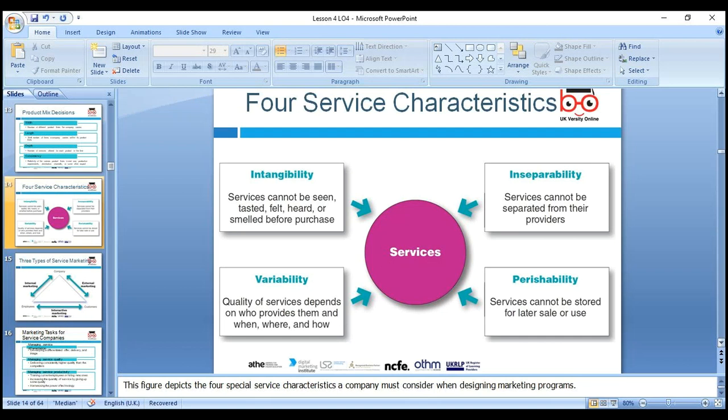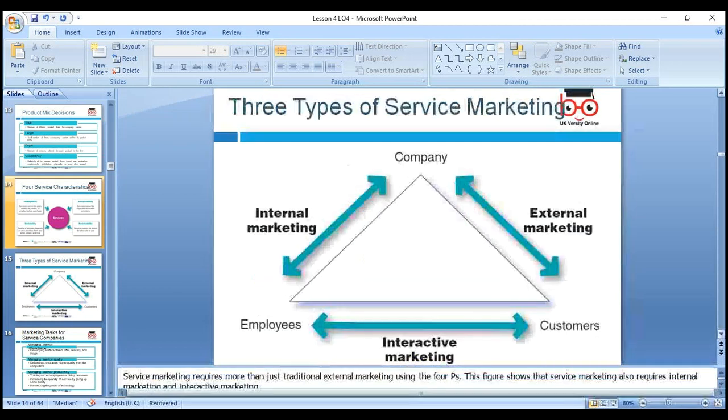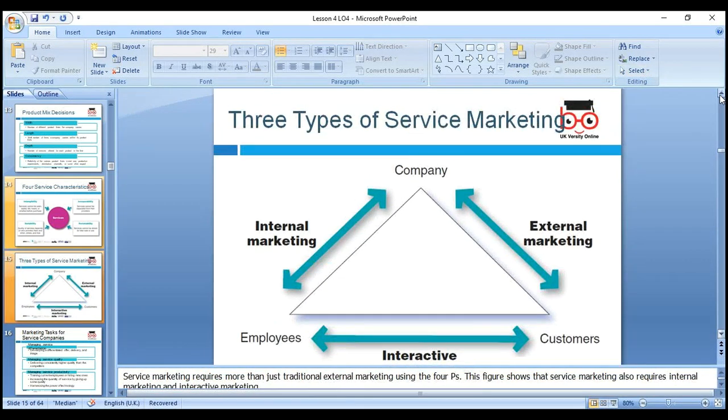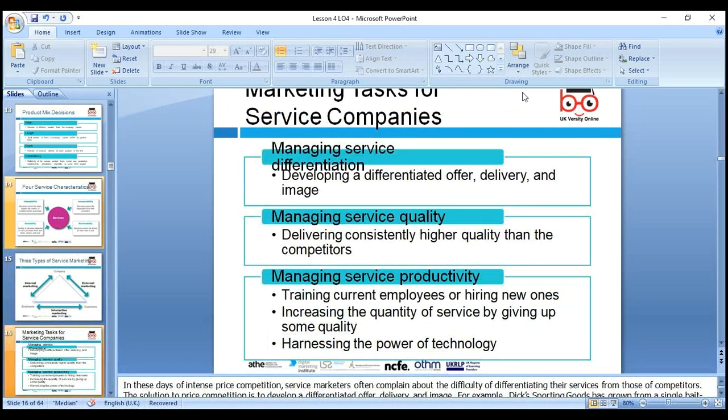Perishability: service cannot be stored. It is perishable, it is instant, because service is instant. First impression is the last impression. So you need to understand well how to act, and then react with the customer on different occasions. There are three types of service marketing. We can look at internal marketing within our organization, external marketing outside the organization, and interactive marketing between customers and employees. So all this we focus on.